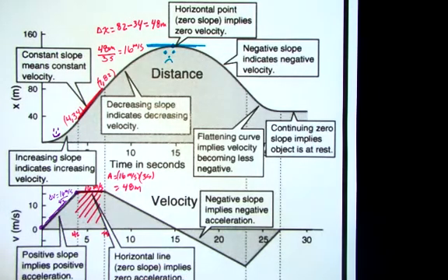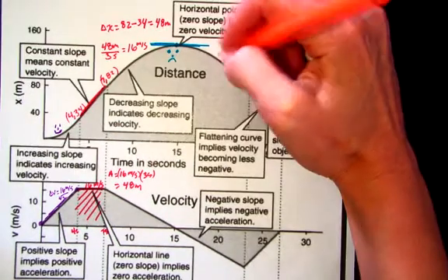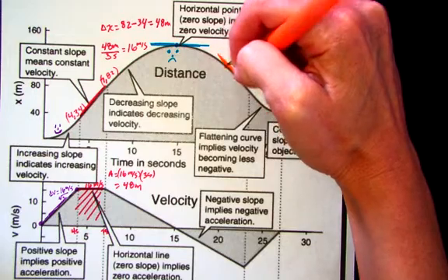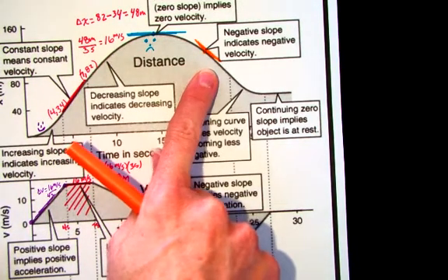So let's do that in orange here. So if I do this, then this would give me a negative slope. Okay, and what that tells me is that my velocity is negative.